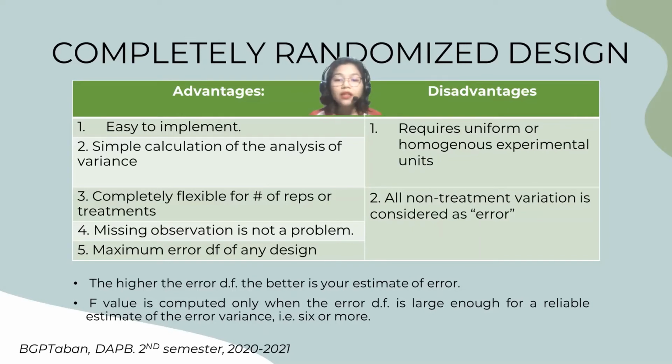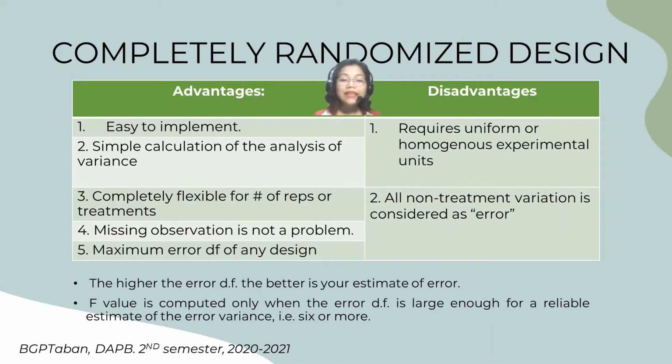Second one is all non-treatment variation is considered as error because you have no other source of variation but your treatment, tapos error DF, tapos total lang. So allocate mo talaga siya na hindi ito dahil sa treatment, of course, error ito. Unlike RCBD, kung hindi dahil sa treatment, pwede namang dahil sa blocking, pwede namang dahil sa replication. Pero all non-treatment variation in CRD is considered as error.